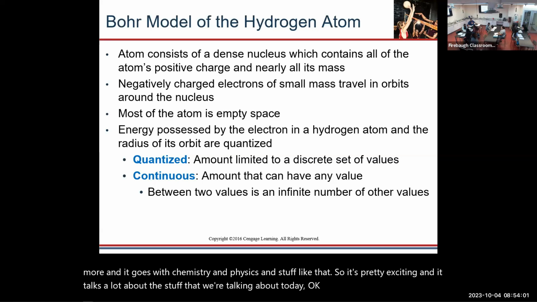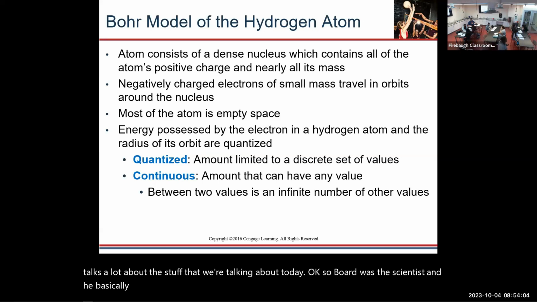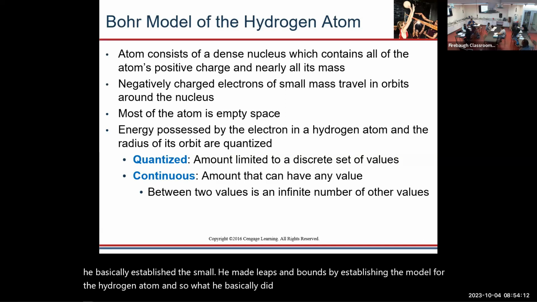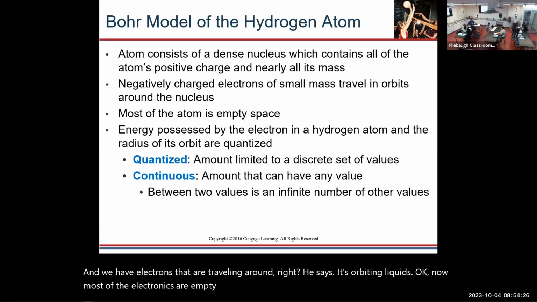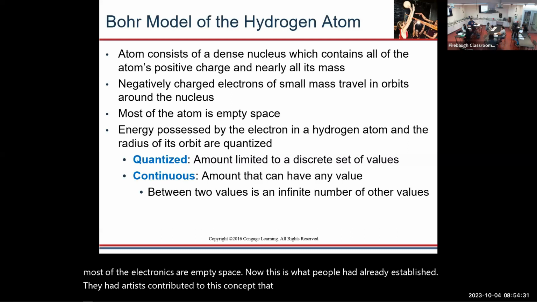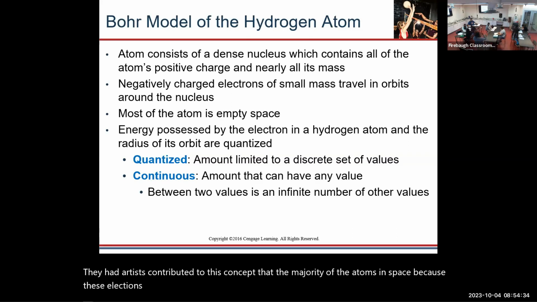Okay? So Bohr was a scientist, and he made leaps and bounds by establishing the model for the hydrogen atom. He said, of course, the atom has the nucleus, right? And we have electrons that are orbiting the nucleus. Now, most of the atom is space. This is what people had already established: the majority of the atom is space because the electrons are really tiny and they're traveling around that dense nucleus. So the bulk of it is empty space.